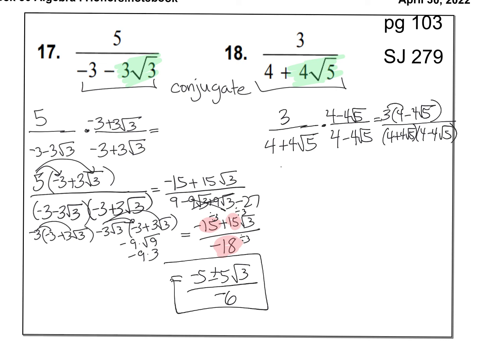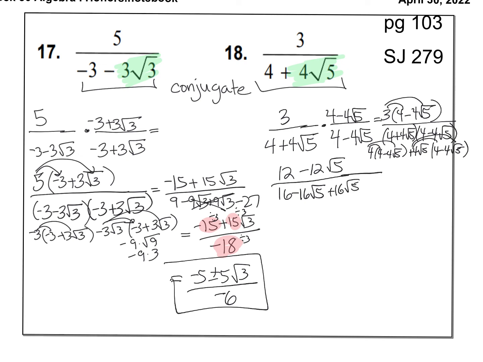Okay, so I'm going to distribute: 3 times 4 is 12, minus 12 square root of 5. Then I'm going to do 4 times 4 minus 4 square root of 5, and then positive 4 square root of 5 times 4 minus 4 square root of 5. Okay, so I'm going to have 16 minus 16 square root of 5 plus 16 square root of 5. And that's going to be minus 16, 4 times 4 is 16, times the square root of 5 times the square root of 5, which is the square root of 25. So that's 16 times 5, which is minus 80.